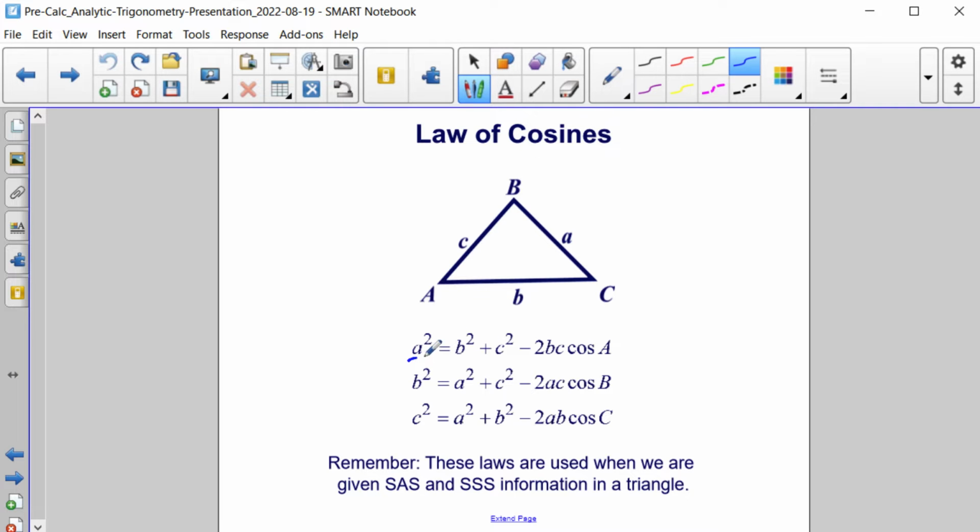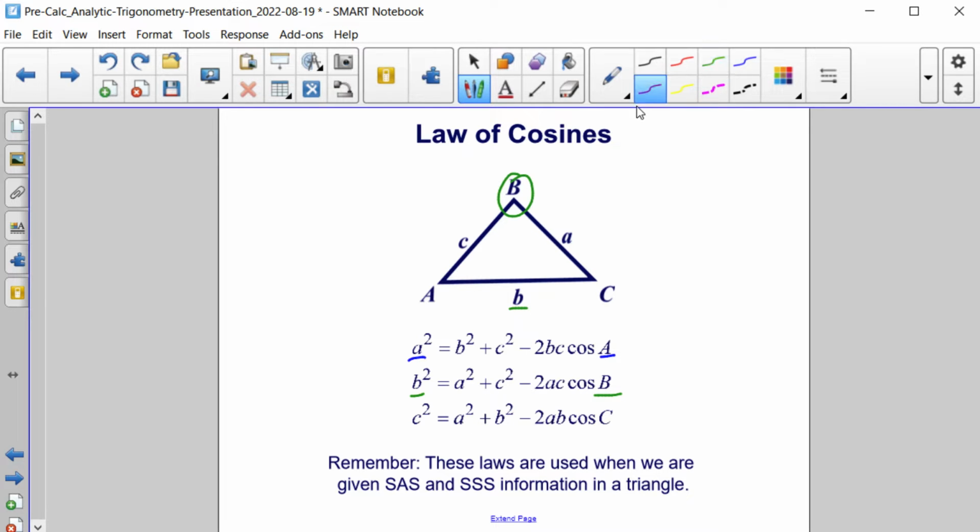Notice that the first and the last letters in the equation correspond to one another, meaning that the side, lowercase a, is directly across from angle A. And the same holds true for the other formats. Notice we have little b squared is equal to a squared plus c squared minus 2ac times the cosine of angle B. And again, angle B and lowercase b are on opposite sides of the triangle.